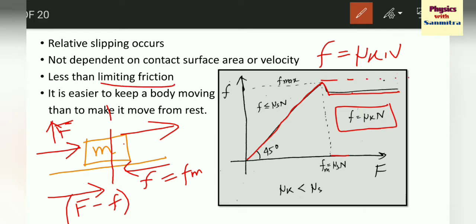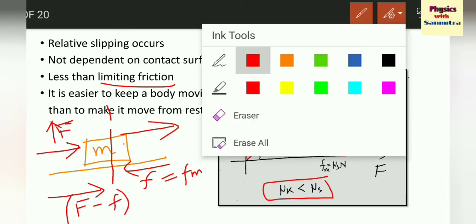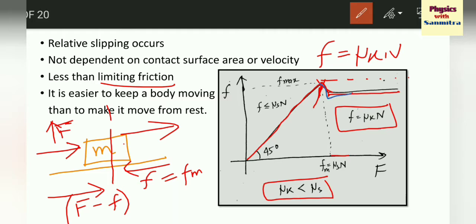It is less than the limiting friction, because we have to overcome that limiting friction to set the body in motion. So exactly this is what I wanted to say. Mu k is less than mu s. I hope this graph is also clear. Up to this part I have already explained. Now suddenly there is a decrease. To account for this decrease, we can infer that the value of kinetic friction is less than the limiting friction. So it is easier to keep a body moving than to make it move from rest.